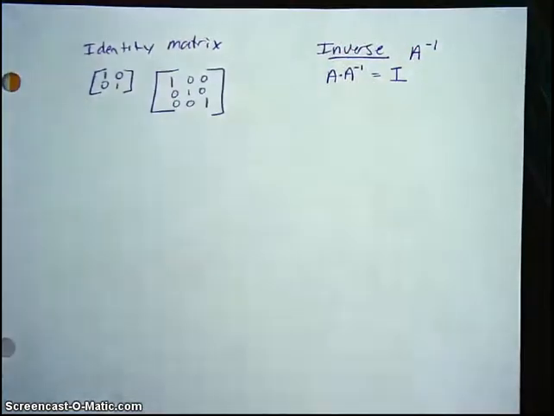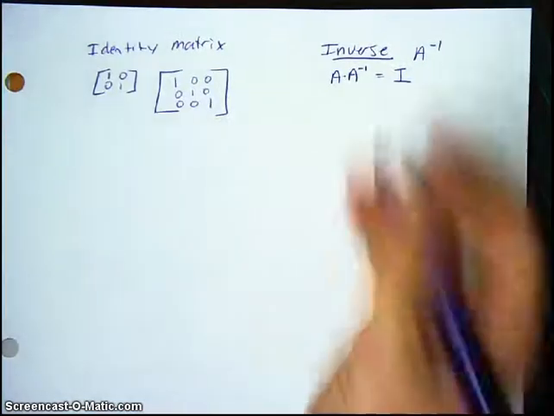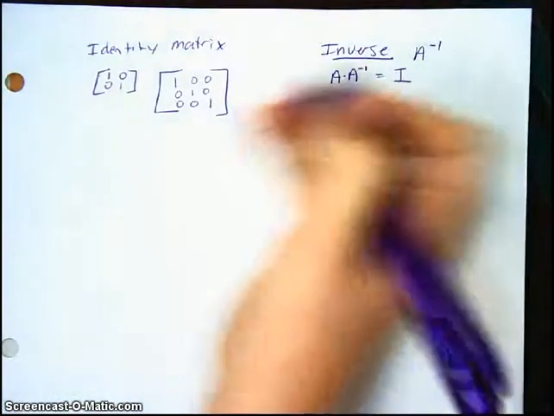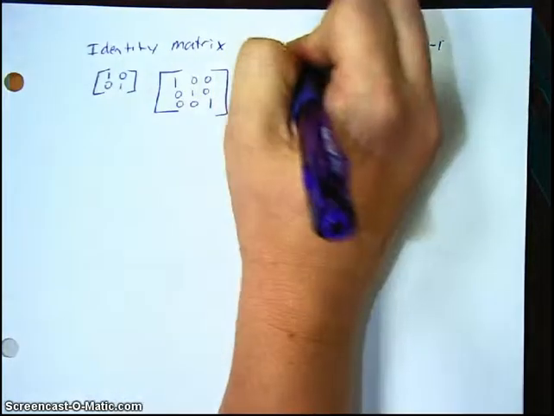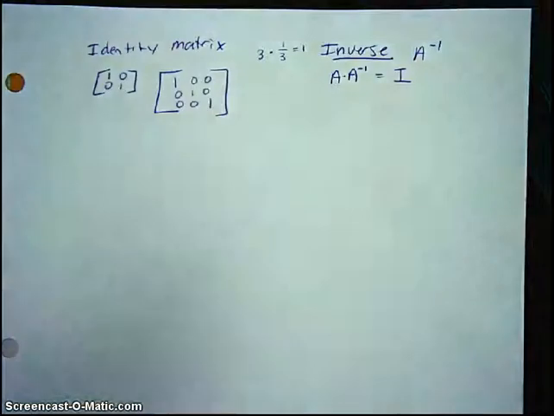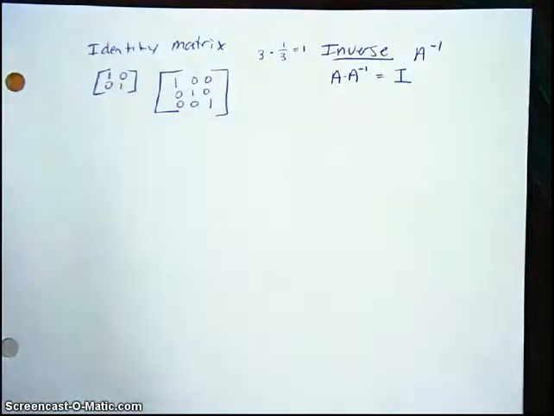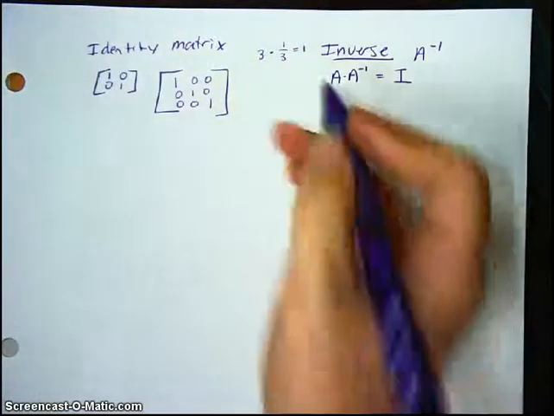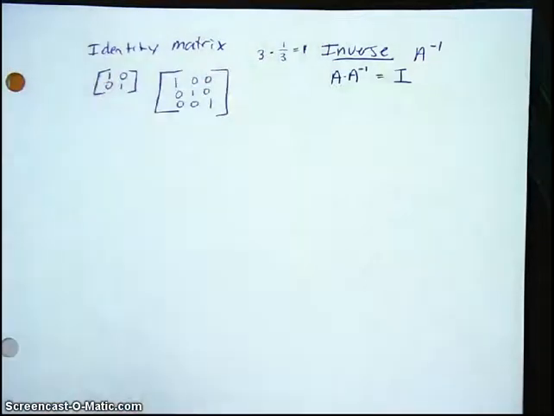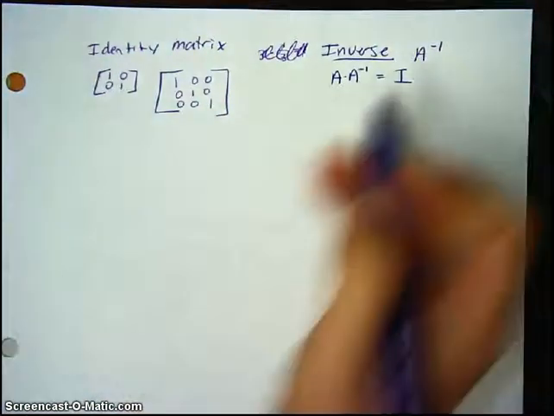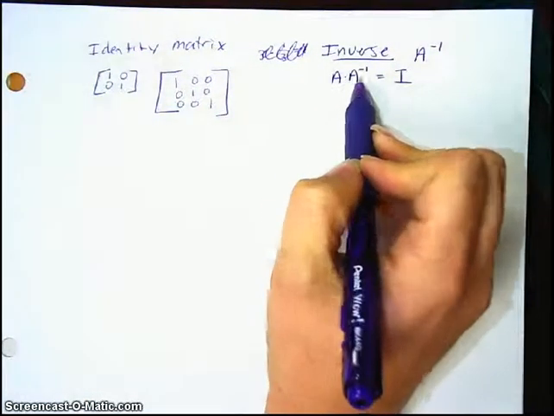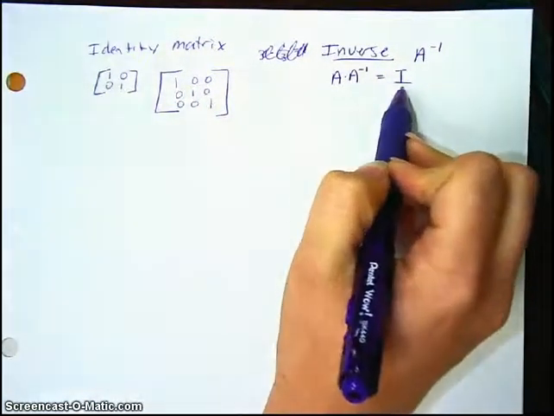This is similar to basic multiplying. If I were to have something like 3 times 1/3, that would equal 1, because 1/3 is the inverse of 3. That same idea, it's getting 1. The identity matrix is like our 1. So we know that A times its inverse is always equal to the identity. That's how you can check yourself.